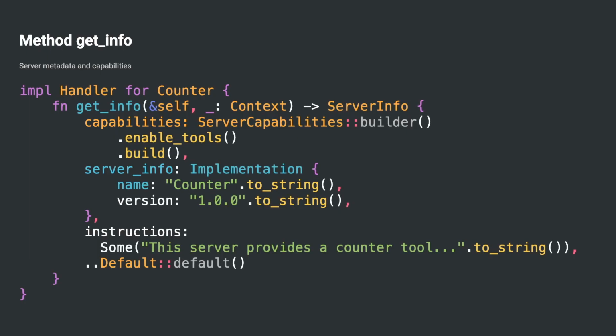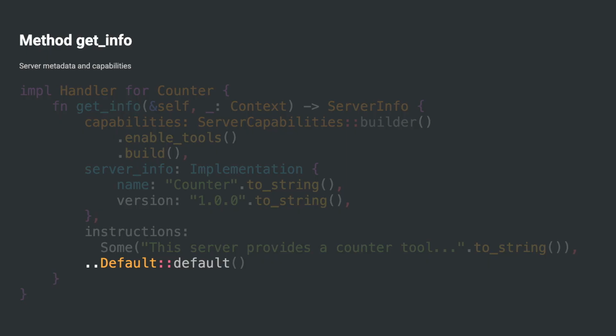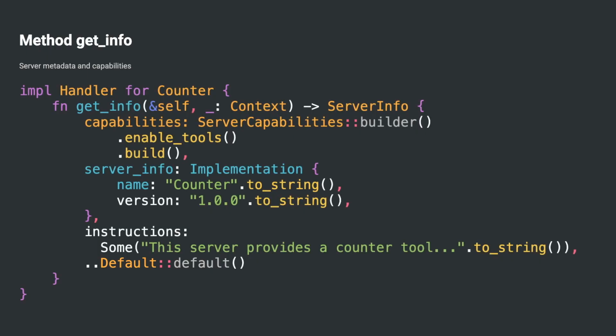Finally, we use the default method to fill in any remaining required fields in the server info struct. This ensures our implementation is complete and follows the MCP specification. This metadata is crucial for MCP clients to understand what they're connecting to. AI agents will use this information to make informed decisions.